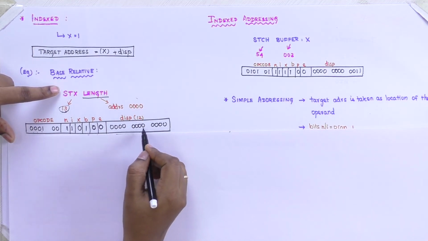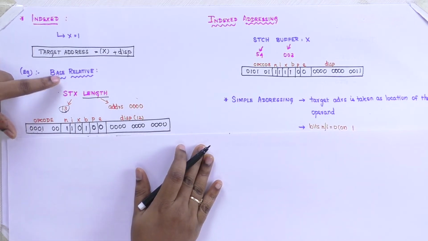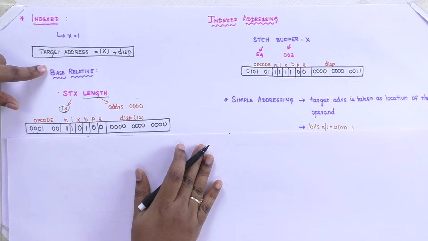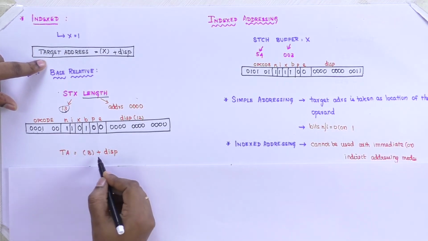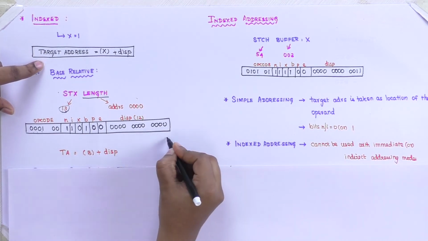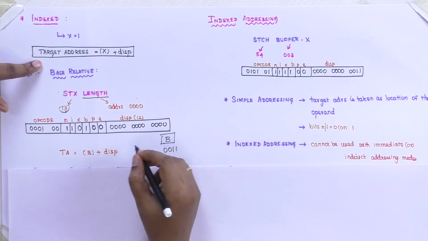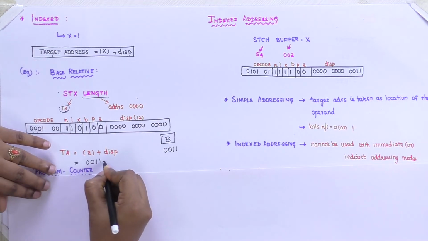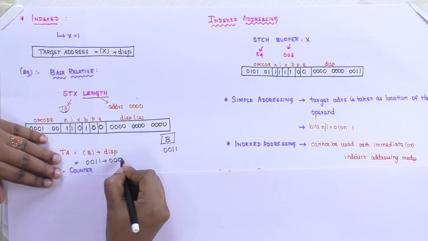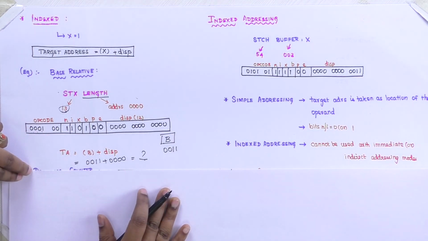0000, 0000, 0000. So how is the target address calculated if it is a base relative addressing mode? Target address is equal to the value that is present inside the base register plus the displacement field. Let us assume that the value present inside the base register is 0011. So how is the target address calculated? That is equal to 0011 plus displacement 0000. So this would be the final target address.